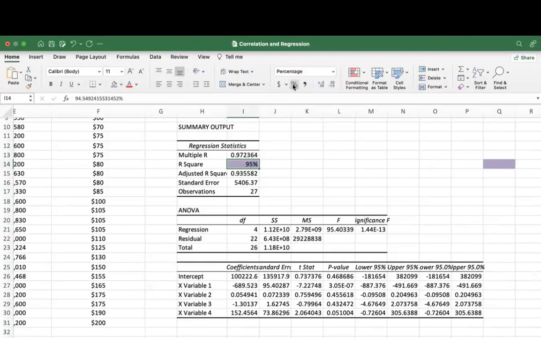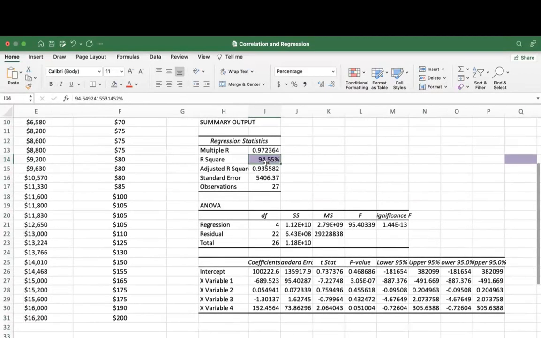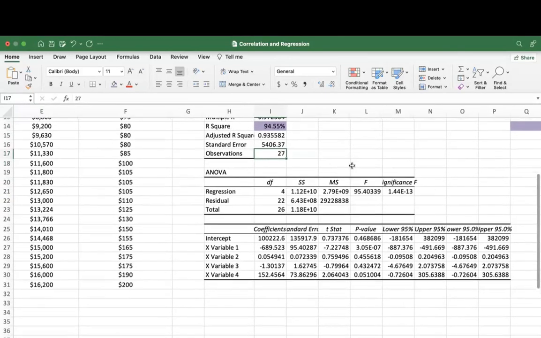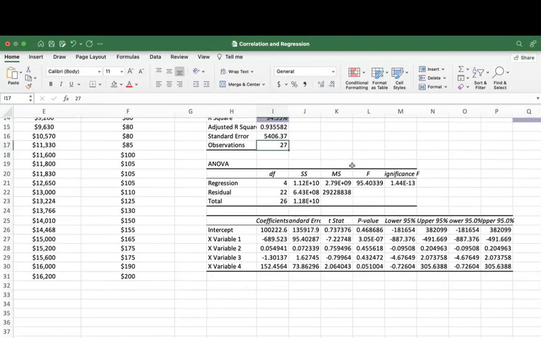I can also convert it into a percentage. So you can see here that this is the relationship, which means this is a very good model because it's making very good predictions. 94.55 is a very good number, which means that these predictors, the independent variables, are determining the y variable. So that's R square. And then it says there are 27 observations, which means we have 27 rows containing data. We don't need that.